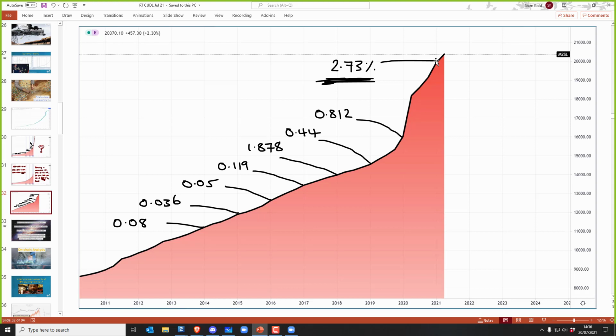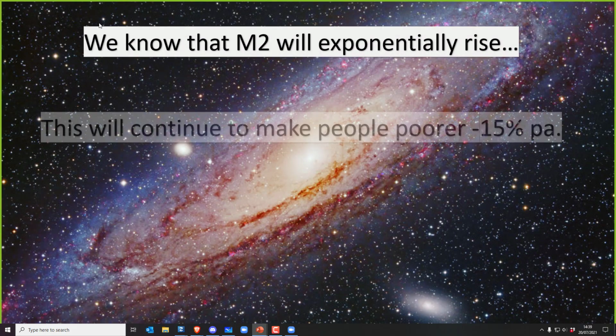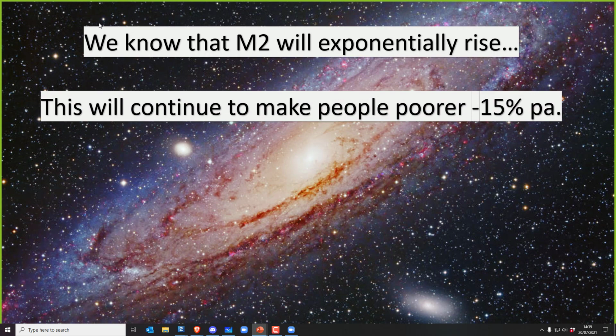I could give some back of the fag calculations, but it's going to be a lot sooner than you think. So we know that M2 will exponentially rise. This will continue to make people poorer, roughly 15% a year. You have to imagine that the global currency supplies, no matter what country, they're all expanding their own supply roughly 15% per year, if you took a big average. So that is your hurdle. That is your investing hurdle.